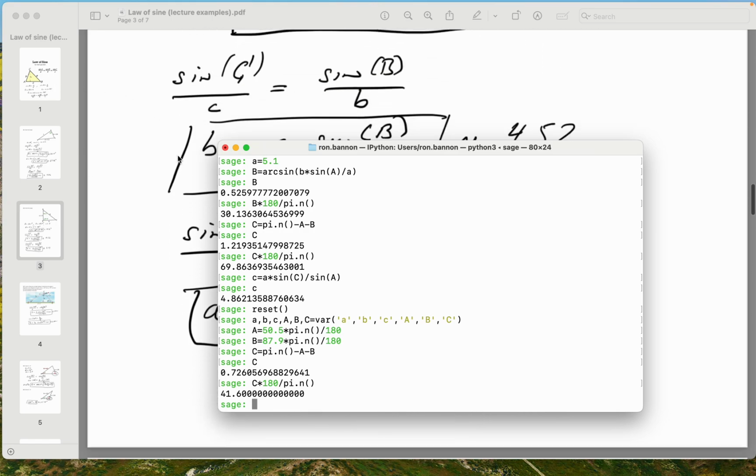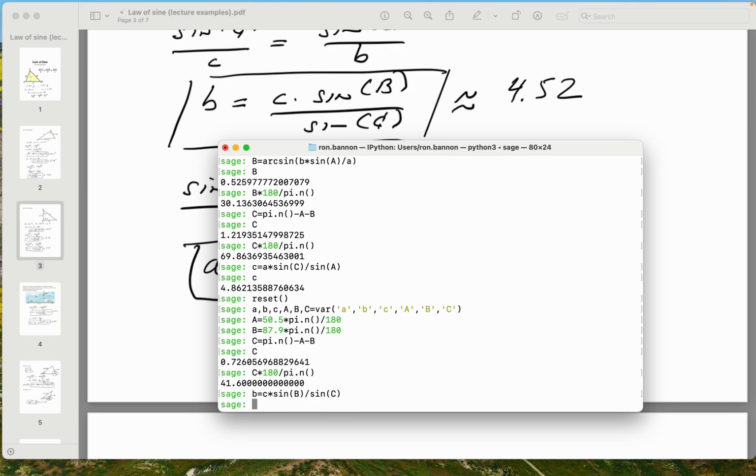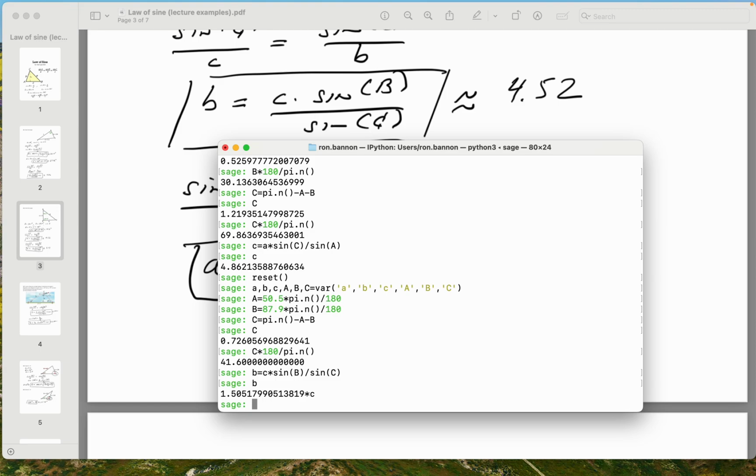Right, now I'm going to go back over here and just type in the computations. Little b equals little c times the sine of B divided by the sine of C. Let's display b, and b is going to be, you know what? I made a mistake there. I just noticed it.